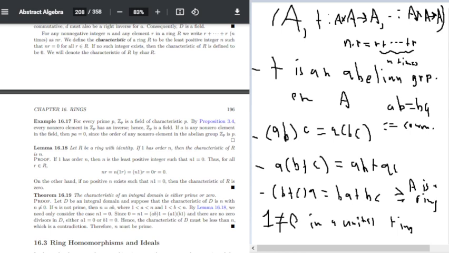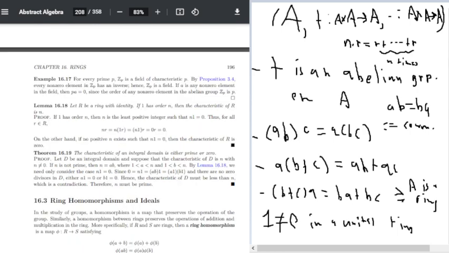We define the characteristic of a ring R to be the least positive integer n such that n acting on r equals 0 for all r in R. If no such integer exists, then the characteristic of R is defined to be 0. We will denote the characteristic of R by char R.